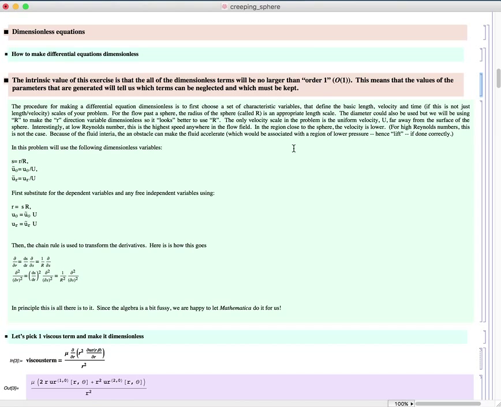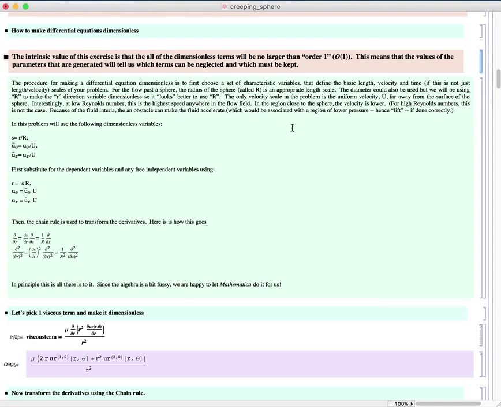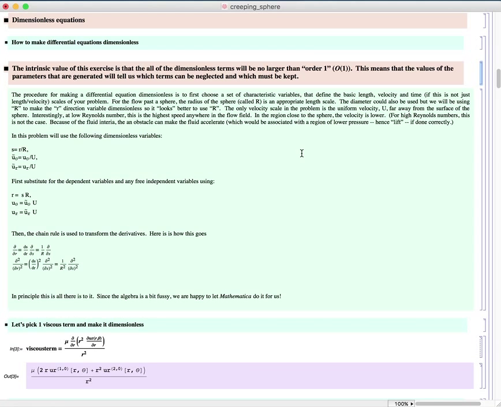Plus, the other thing I'm going to show you here is the manipulations in Mathematica, so you can read this specifically. We're in the Mathematica notebook Creeping Sphere. We're specifically looking at making equations dimensionless. And again, you could do this algebra all by yourself if you wanted to, but why not let Mathematica do it for you. Specifically, to make an equation dimensionless, we substitute for the independent variables as shown here.